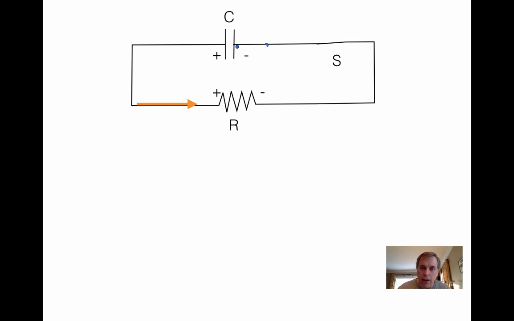So as I start here, as I go from there to there, there's an increase of potential equal to the voltage across the capacitor that I call delta V_C. So there's an increase of voltage here, and when I go here, there's a drop of potential, so there's a negative voltage, a drop of minus R times I, and the sum must be equal to 0.